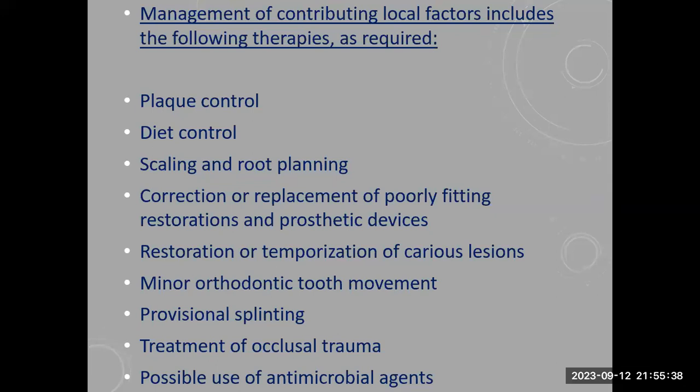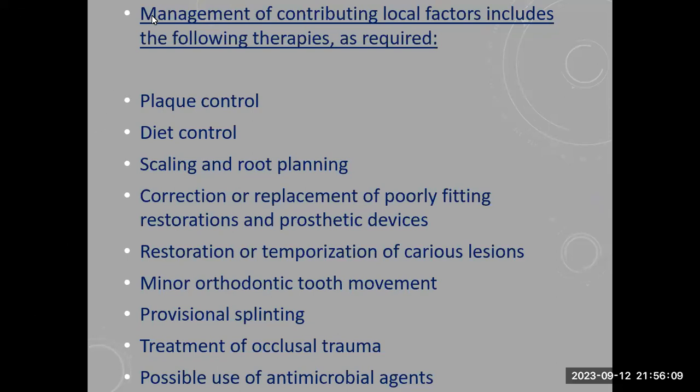I'll do minor orthodontic tooth movements. For example, if the patient has an appliance, I'll work on it and do a minor movement. I won't do a fixed appliance, but I can do removable appliances. Provisional splinting: if a patient comes with mobility of teeth, I won't wait until phase 2 or phase 3; no, I'm going to do it in phase 1. Treatment of occlusal trauma, trauma from occlusion, and the possible use of antimicrobial agents as well.